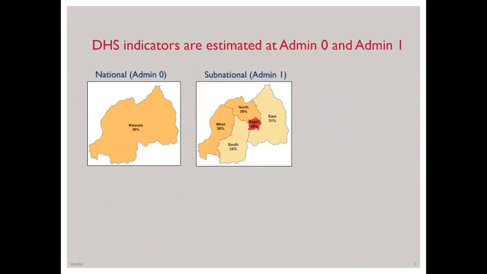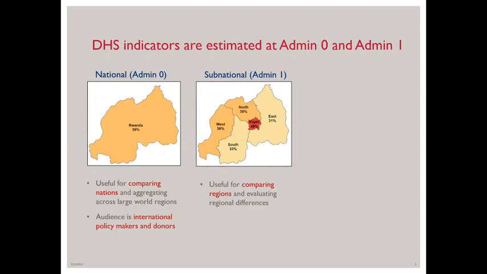DHS indicators are estimated nationally at Admin 0 and are generally estimated subnationally at the Admin 1 level. The national level estimates are useful for comparing nations and aggregating across large world regions, and here the audience is generally international policymakers and donors. The Admin 1 estimates are useful for comparing regions within a country and evaluating regional differences.